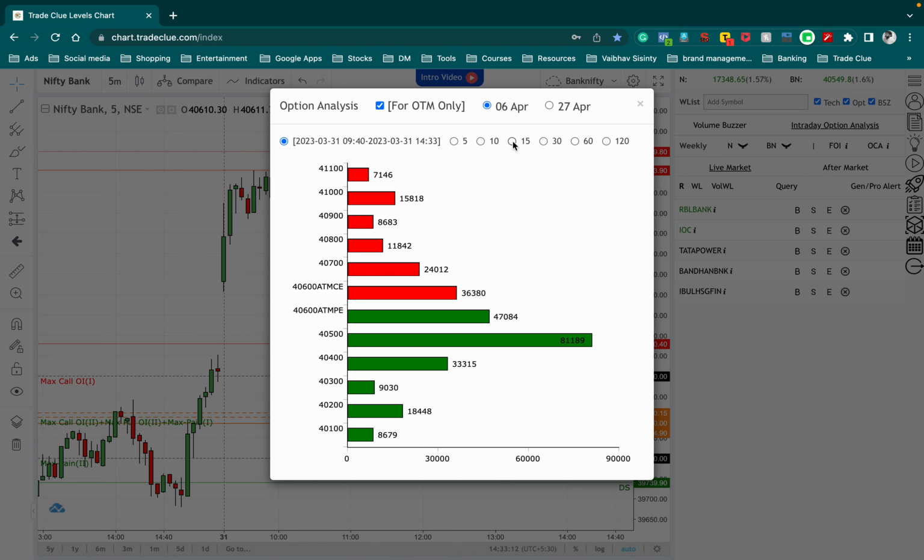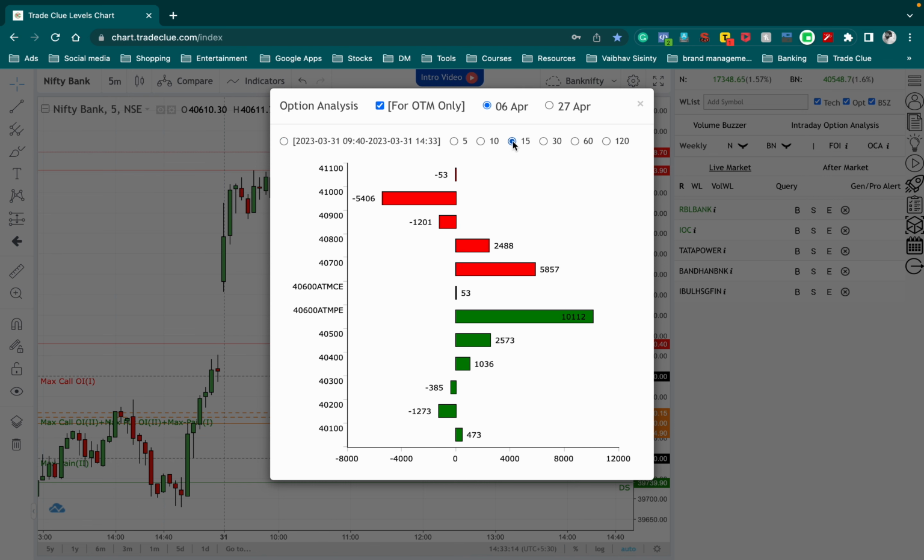Similarly, I need to understand what the last 15-minute story of option analytics is. Here I can understand that 40,800, 700 is kind of a good resistance zone on the upper side. Similarly, 40,600 remains a strong support. Now these support and resistance levels are based on the option seller's point of view.